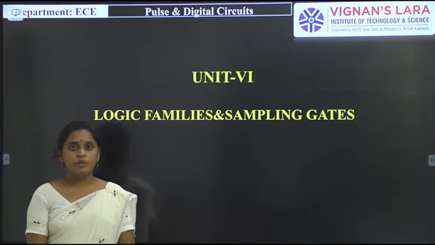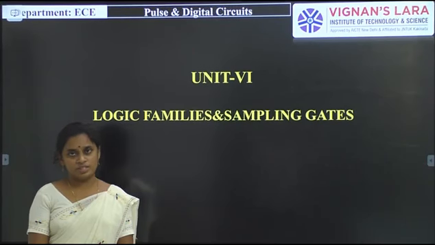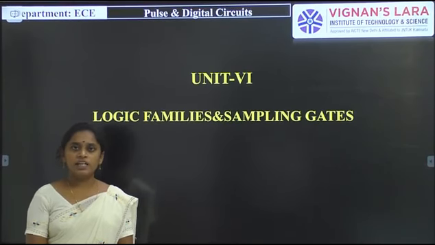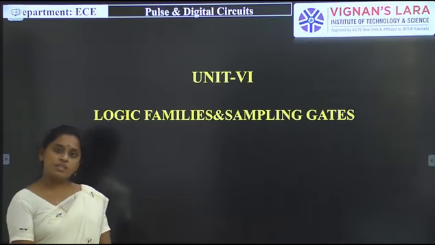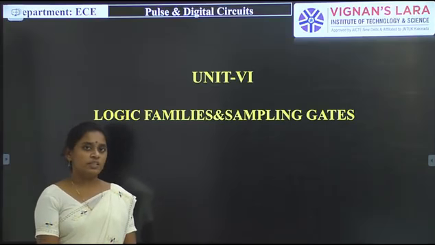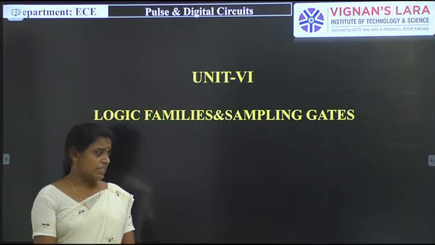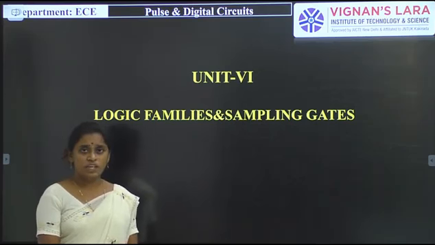In the last session, we discussed the bidirectional sampling gate. That is, the bidirectional sampling gate is designed using transistors as well as diodes. So in the last session, we discussed the 4 diode sampling gate, the 6 diode sampling gate, as well as the 2 diode sampling gate. Simply we say that the problem in the 2 diode sampling gate is the gain will be less.